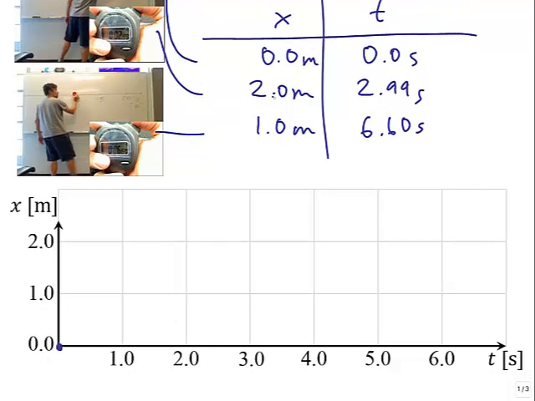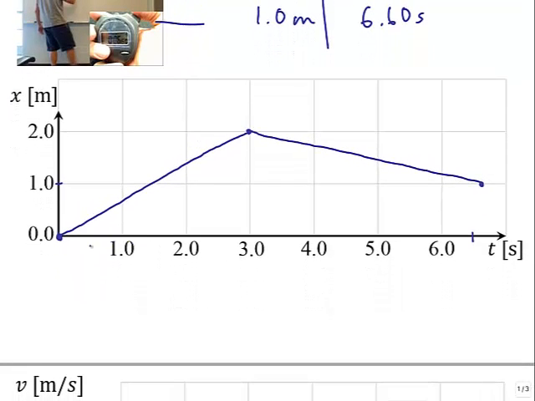0, 0 is on there. 2 meters and 2.99 seconds is on there, just a little bit shy of 3. And 1 meter and 6.60 seconds, so there's 6.5, so 6.6 is probably about there. So assuming constant velocity, we can now connect a straight line when the puck is going to the right quickly, and when the puck is going to the left slowly, it's again a straight line, but it's much less slopey, something like that.